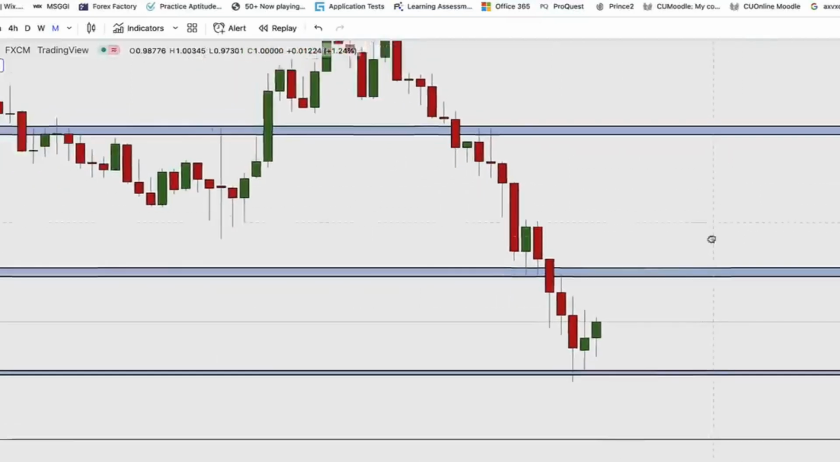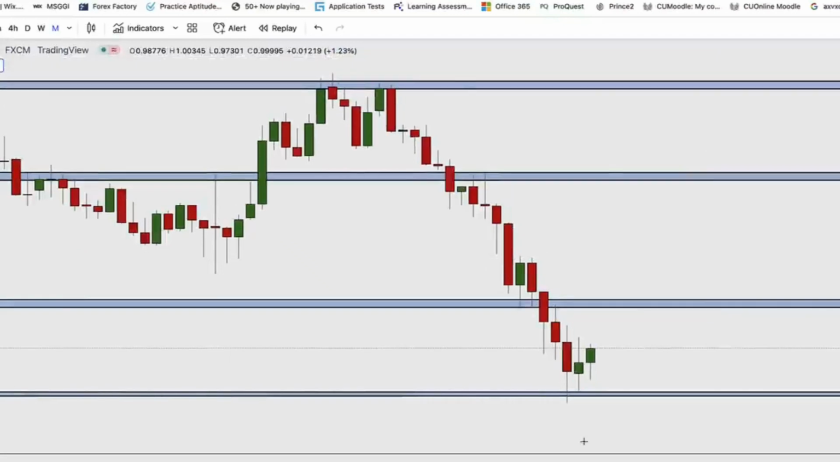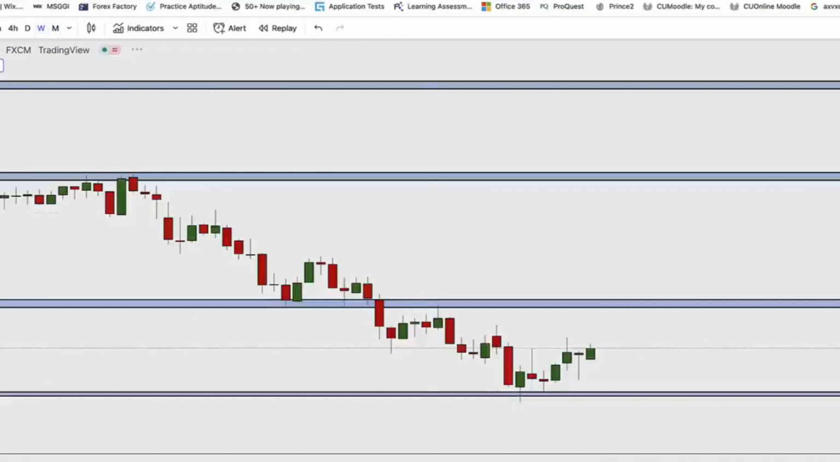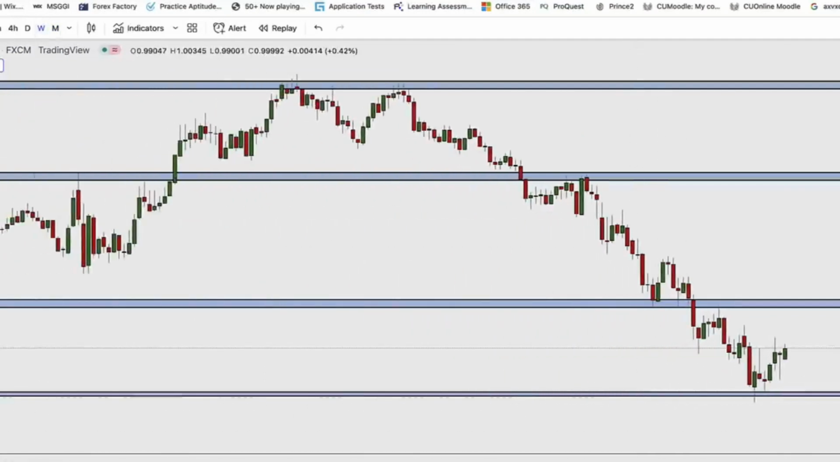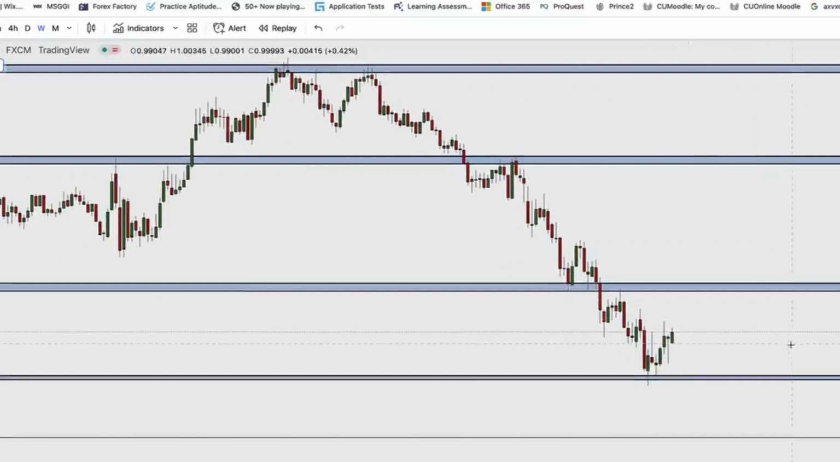But the monthly time frame has come into this major support level. We're pushing all the way to the upside. Monthly is telling me there are challenges, there are issues. Let's come over to the weekly time frame to see what exactly is happening.